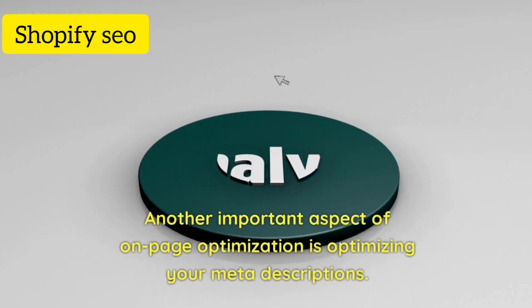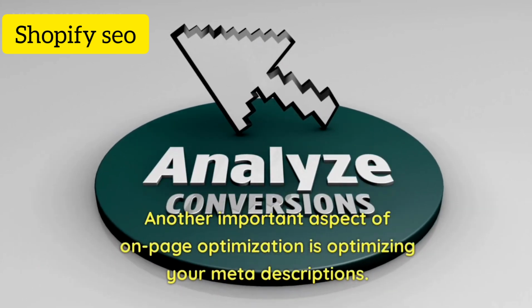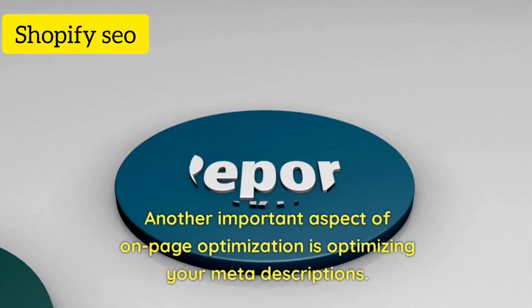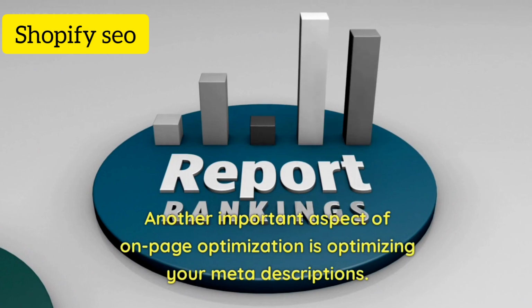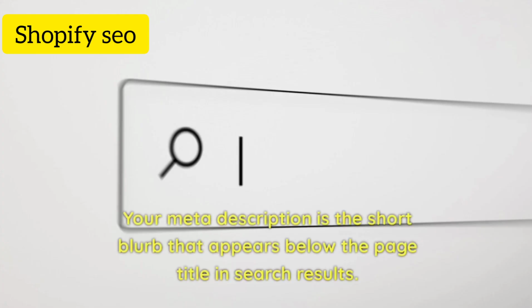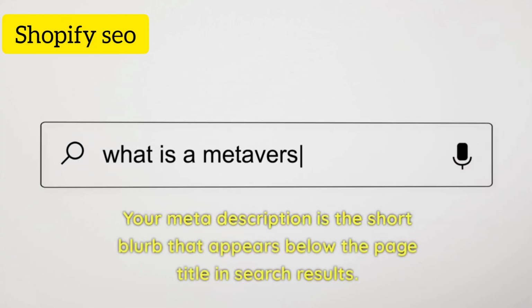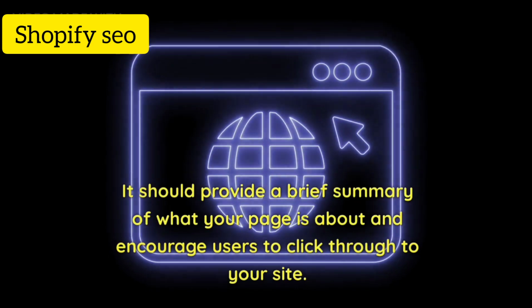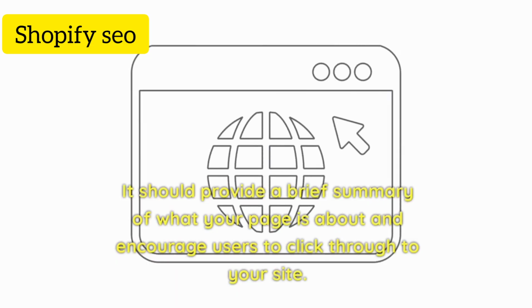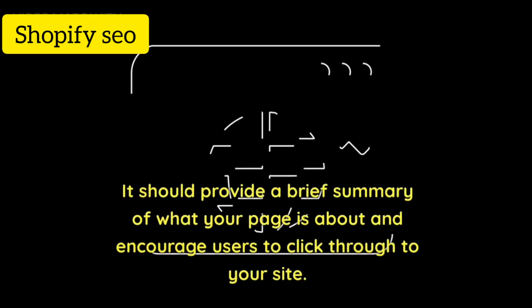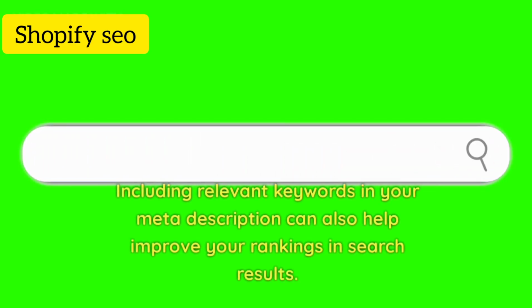Another important aspect of on-page optimization is optimizing your meta descriptions. Your meta description is the short blurb that appears below the page title in search results. It should provide a brief summary of what your page is about and encourage users to click through to your site. Including relevant keywords in your meta description can also help improve your rankings in search results.